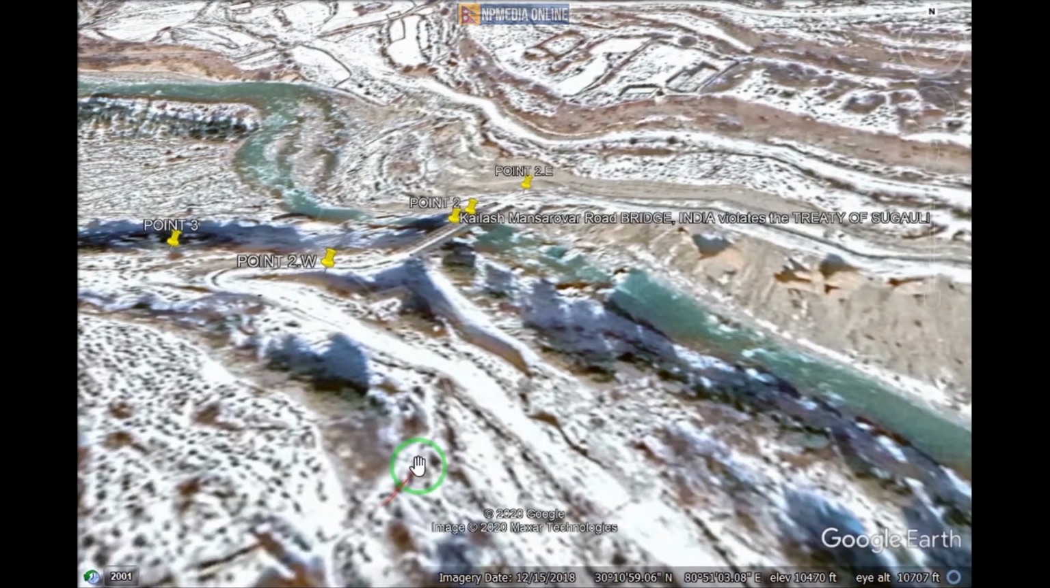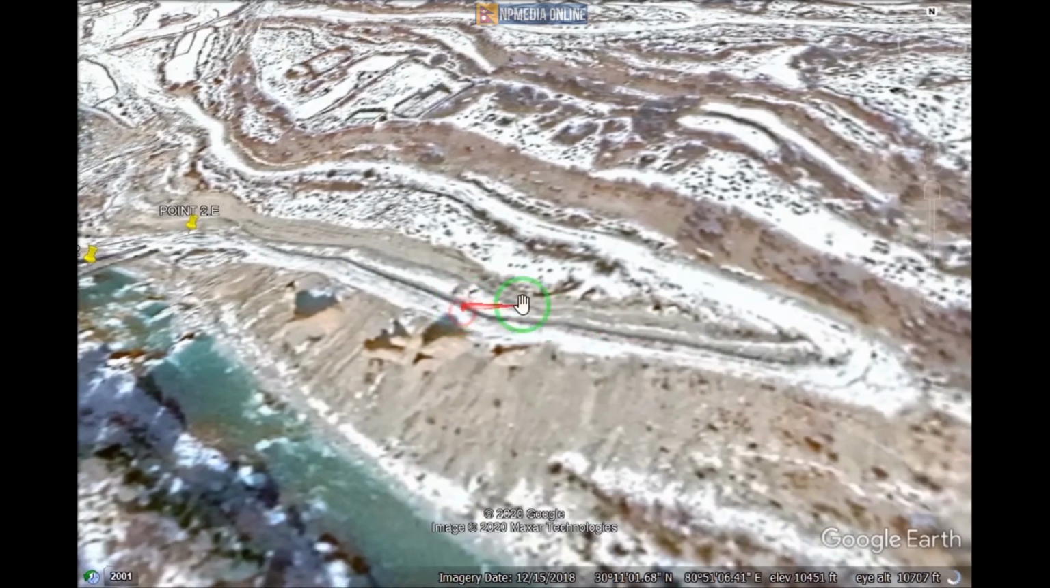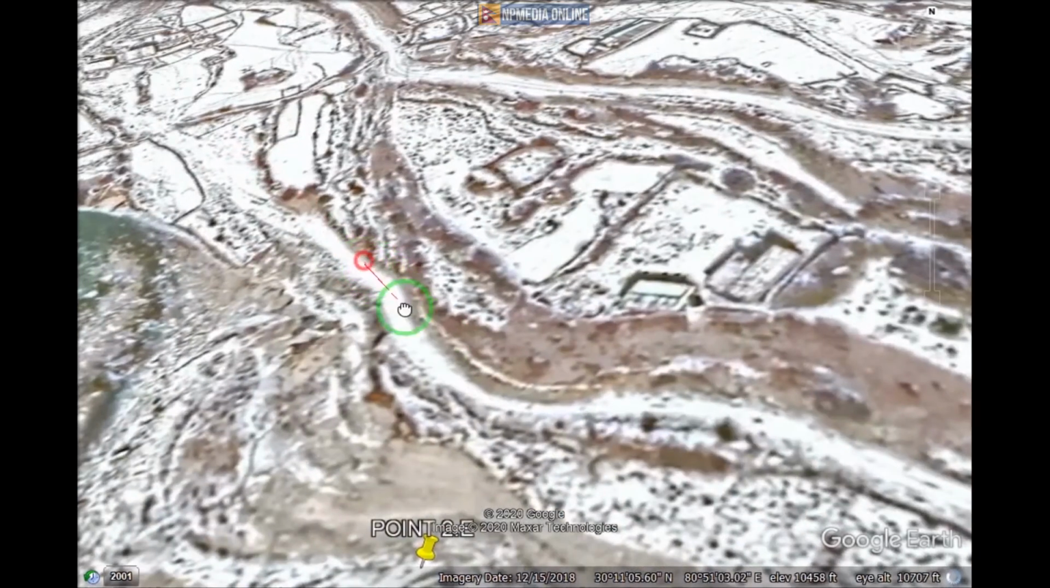Now, the road construction should have gone from point 2.W to point 3 onwards, as point 3 lies in the west of the Kali River. But the Kailash Mansarovar road construction was carried out from point 2.W to point 2.E onwards, trespassing on purely Nepali land. Nepal objected to it and the border dispute arose sharply.